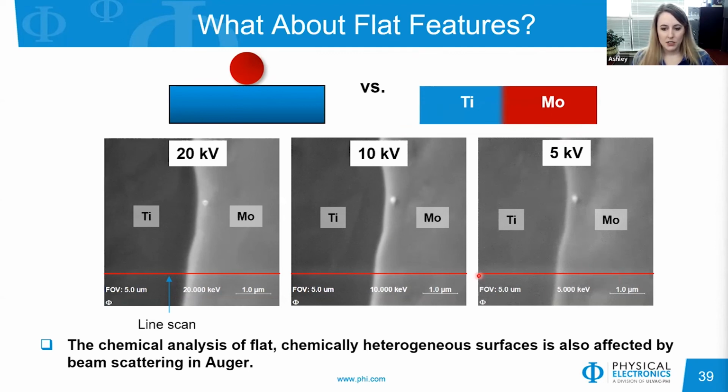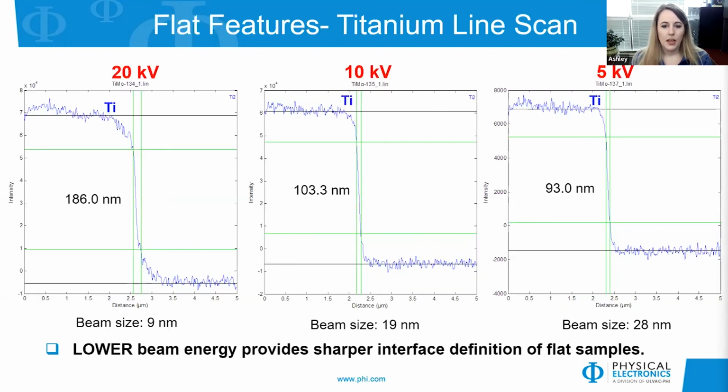From the SEM images, we can see that at higher beam voltages, the SEM image is a little bit clearer. You have a smaller beam size, you have better spatial resolution, and the spatial resolution tends to decrease as we decrease the beam energy because you're getting a larger beam. However, even though the beam size is smallest at 20 kV and the SEM images the sharpest, the higher beam energy doesn't necessarily provide the sharpest interface on the line scan.